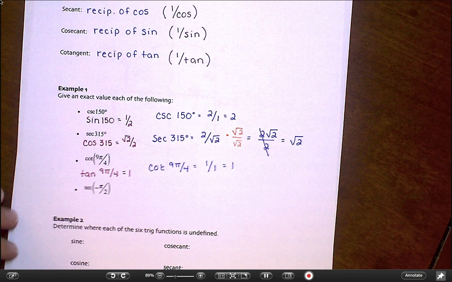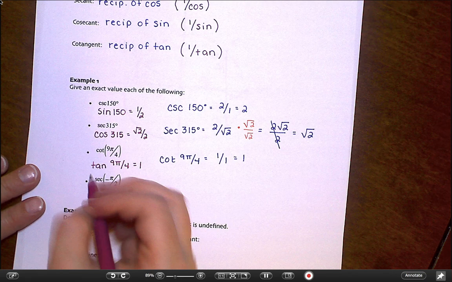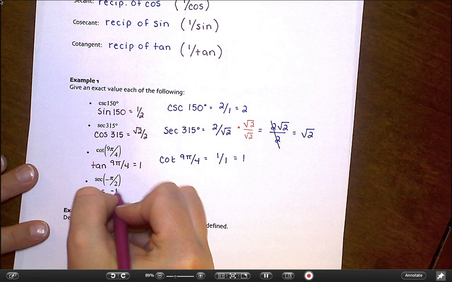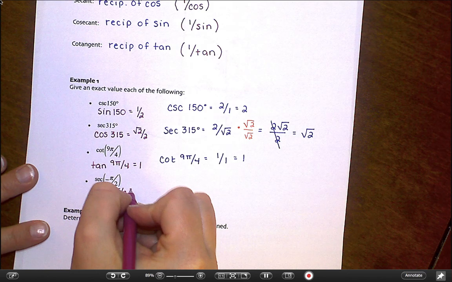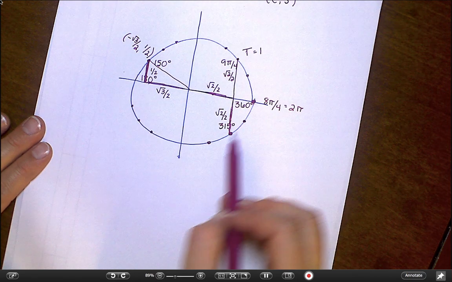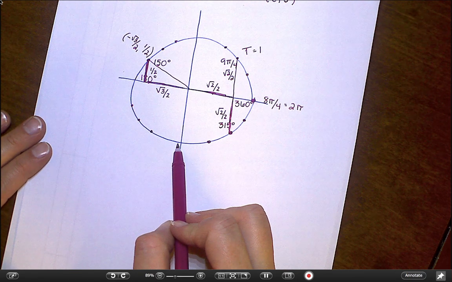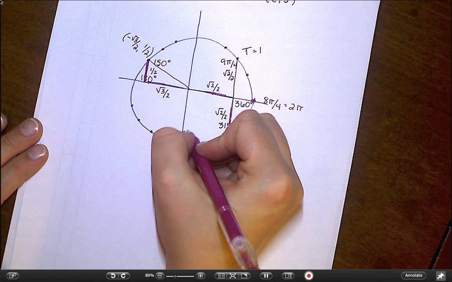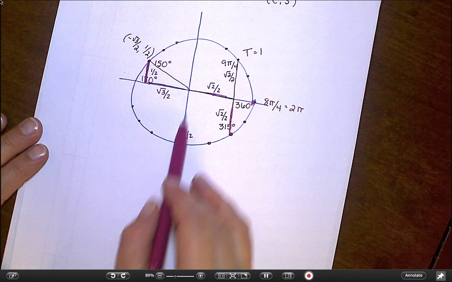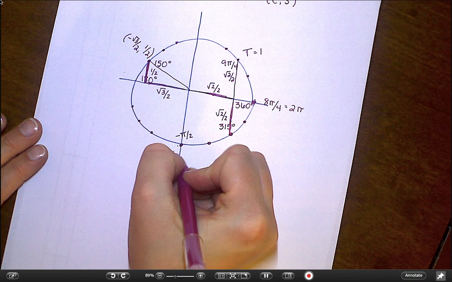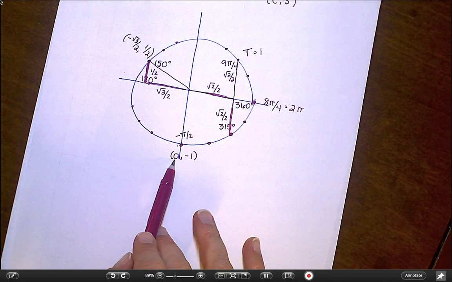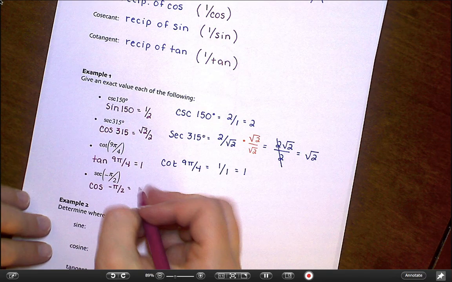All right, and last one, secant of negative pi over 2. Well, secant is associated with the cosine. So really I need to know the cosine of negative pi over 2. All right, so negative pi over 2 means I'm starting here and going backwards by a value of pi over 2, and pi over 2 is 90 degrees, so this would be negative pi over 2 right here. This point, if I'm thinking about my coordinate plane, has an x-coordinate of 0 and a y-coordinate of negative 1. And I wanted the cosine, which is 0. So cosine of negative pi over 2 is 0.